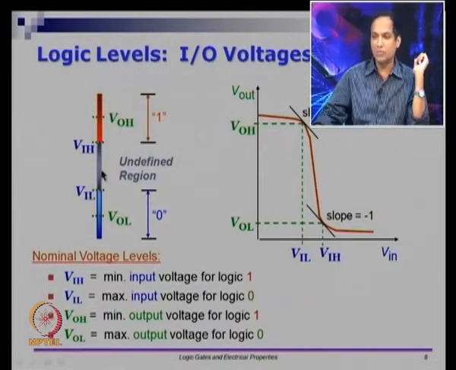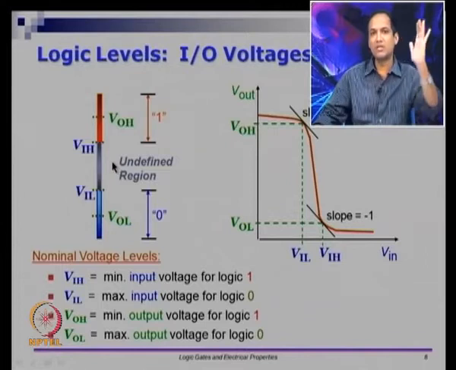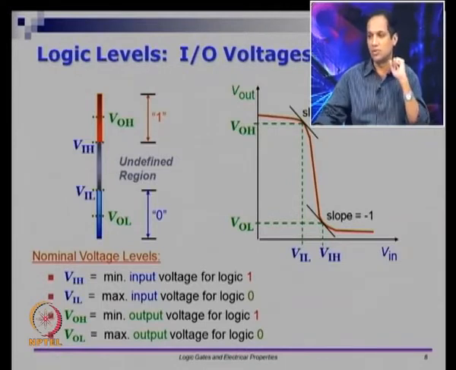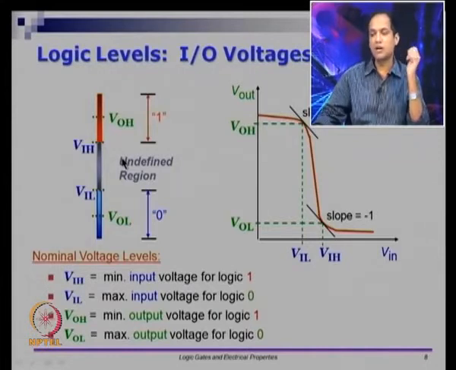If these two happen to be the same, then you have a nice separation between logic 1 and logic 0, but invariably you will have a separation between VIH and VIL, which means if you operate the device with an input voltage that is anywhere in between, then it is neither interpreted as 1 nor interpreted as 0. So you have a problem.